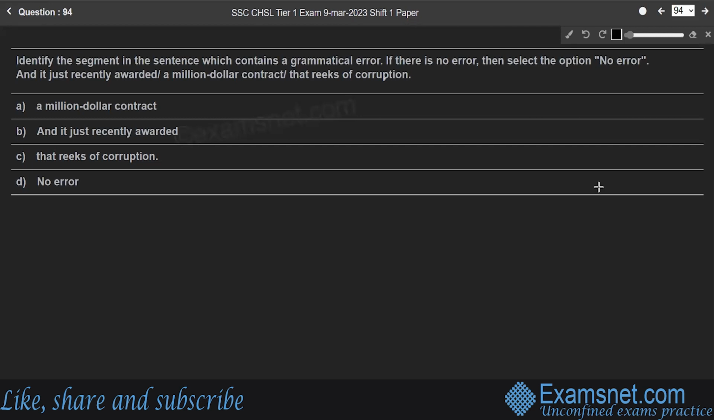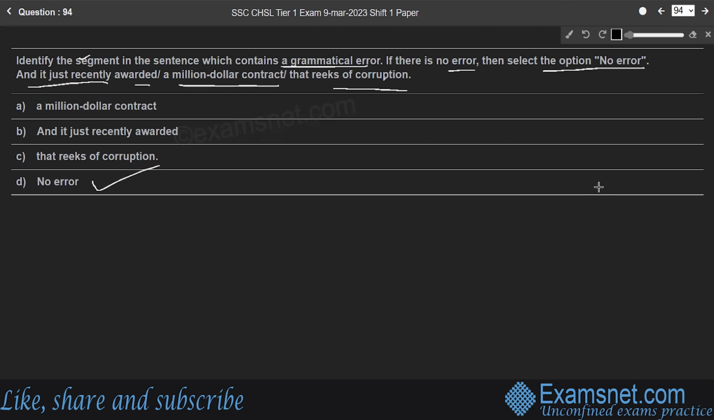Question 94. Identify the segment in the sentence which contains a grammatical error. If there is no error, then select the option no error. And it just recently awarded $1 million contract that reeks of corruption. So here students, there is no error. Therefore, we have to go for option D.